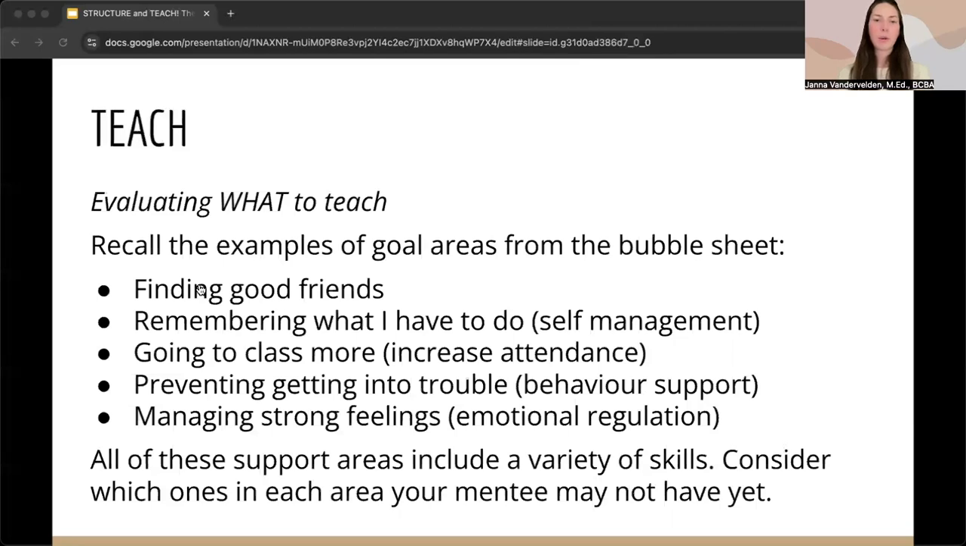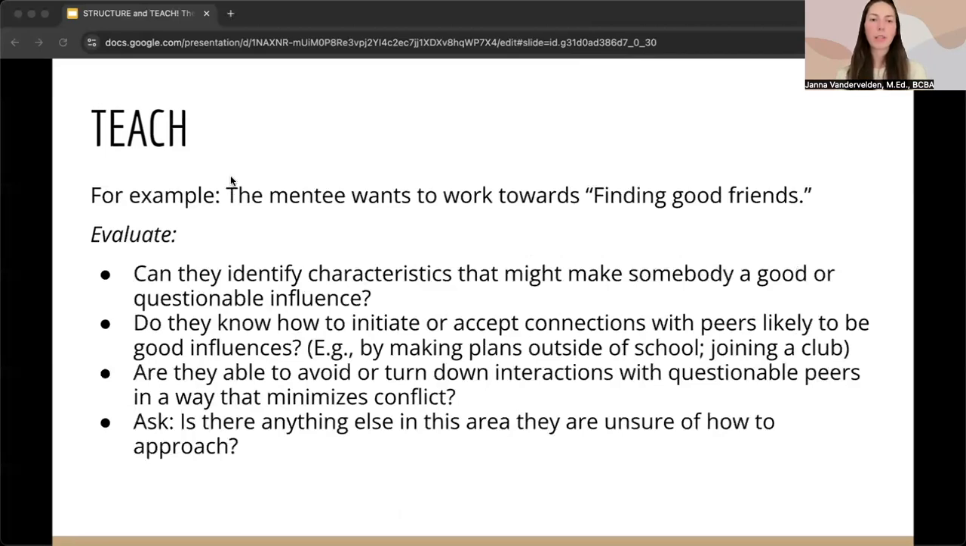Recalling the points on that bubble sheet from earlier, each one was worded very generically. Having reviewed the SMART goal-setting process, we know how to make each objective more detailed, but what about planning how the mentee will actually achieve it? For example, the mentee wants to work towards finding good friends. Now, think of the skills that doing so requires.